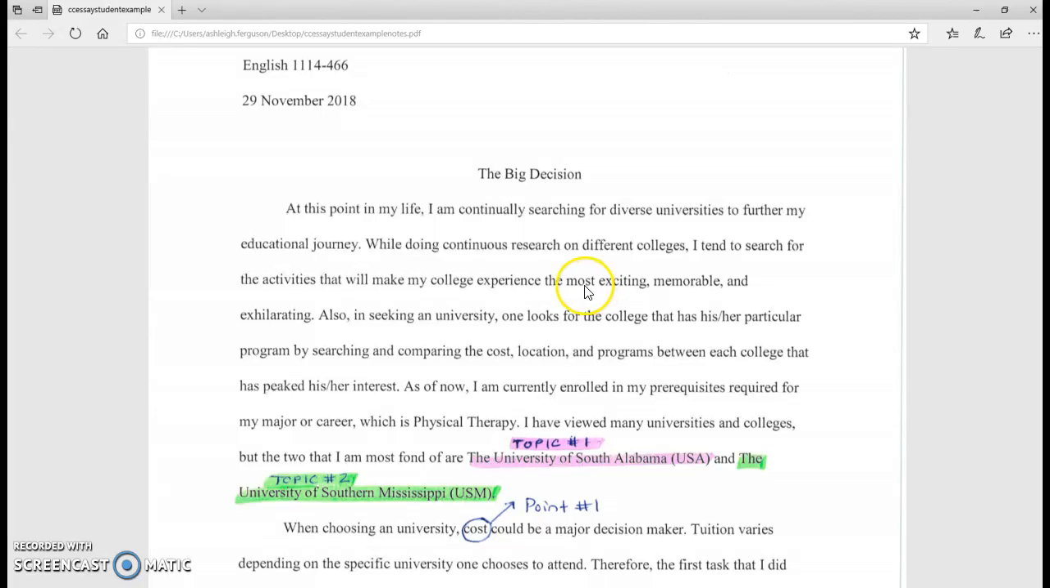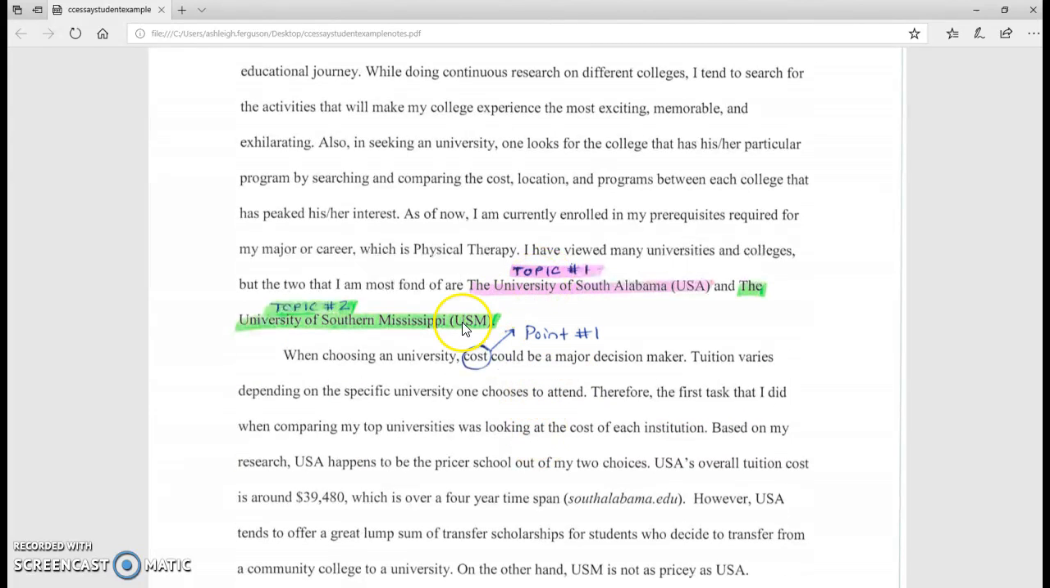Now, as far as this particular student, he wrote the topic of his debate of which university to attend. So he discusses first the University of South Alabama, and you can use an acronym, but make sure to use the full name of the college or the business, okay? And then have the acronym in parentheses, and then you can use the acronym for the rest of your essay. So this is his topic 1, and then his topic 2 is the second university, the University of Southern Mississippi, and again, he uses an acronym here. Now, these are his two topics. He's debating which college to attend after he transfers from MGCCC.